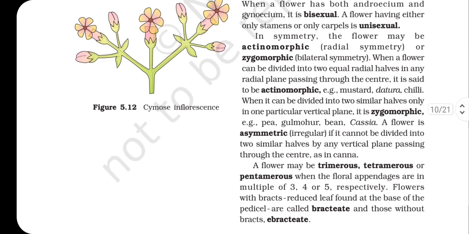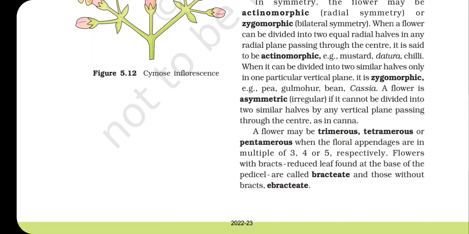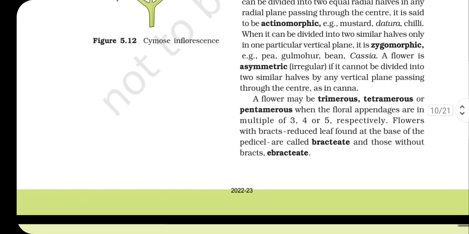A flower may be trimerous, tetramerous, or pentamerous when the floral appendages are in multiples of 3, 4, or 5 respectively. Flowers with bracts, reduced leaves found at the base of the pedicel, are called bracteate, and those without are ebracteate.